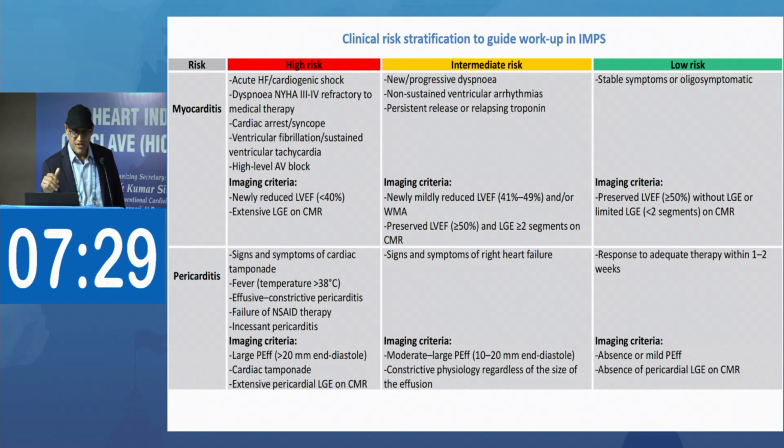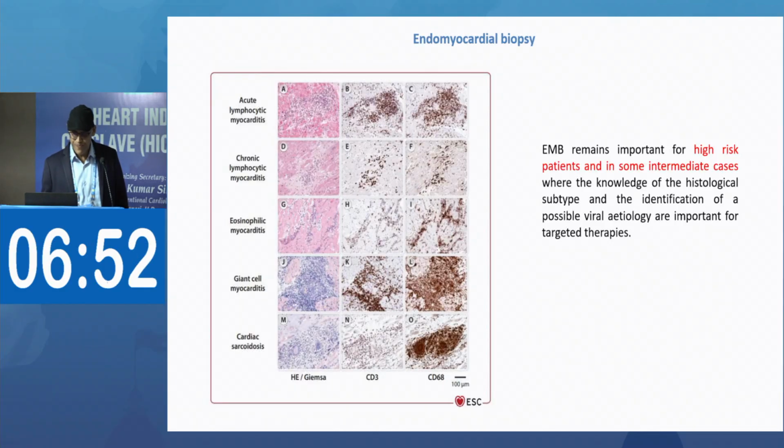Once you made a diagnosis, the risk stratification basically depends upon the clinical features and the imaging criteria. So imaging criteria for myocarditis and for pericarditis are different for high risk and intermediate risk. The importance of clinical risk stratification is for the management of these patients, because once you have an intermediate and high risk patient, the management is different as opposed to the low risk patient. So imaging criteria and clinical symptoms are important to stratify these patients into high risk, intermediate risk, or low risk for myocarditis and pericarditis both.